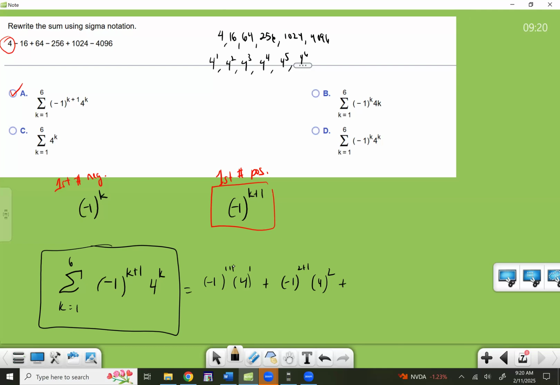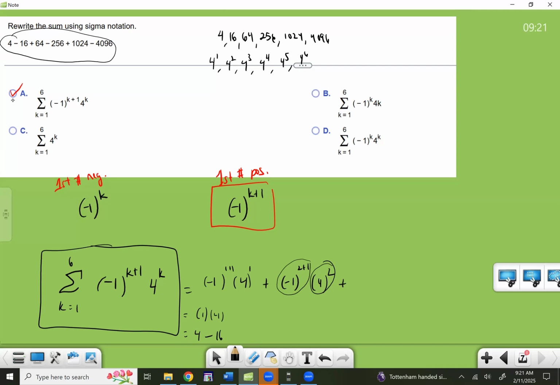Right here, I'm getting -1 to the 1 plus 1. In other words, -1 squared. So it's going to be a +1. Then 4 to the first is 4, right? So when I do the math there, what do I get? Well, I hope I get my first term of 4, and I do. If I do the math here, this is -1 to the 2 plus 1, so -1 to the third. Okay, well, then that's going to stay negative. And 4 squared is 16. I get my second term. It is generating the numbers up here at the top of the screen. So it's doing a good job, right? So I know that this is correct. Okay, so in the course that matches A right here.